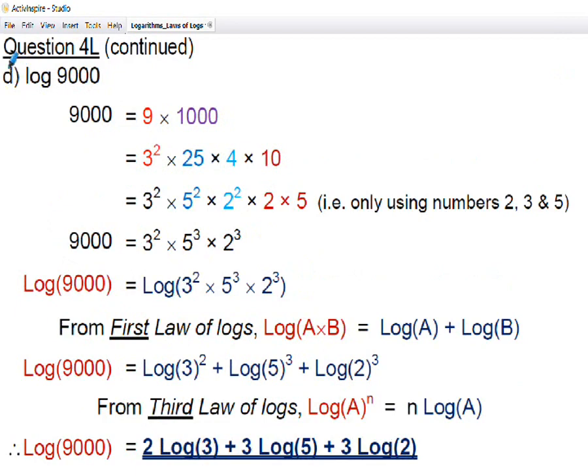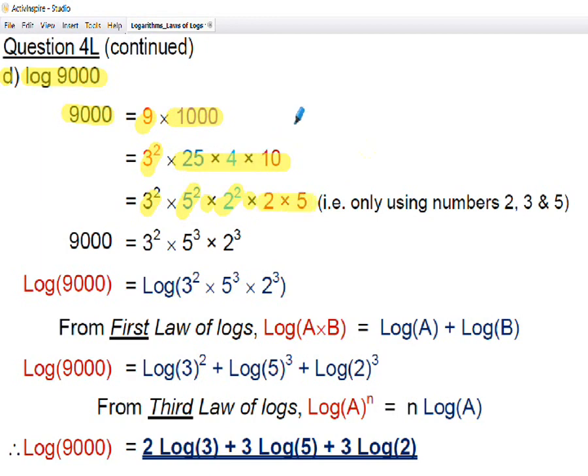Question 4L continued, part D here. I'm given a log of 9,000. So how can I write 9,000 in terms of my 2, 3 and 5 bases? Well, I'm going to start by writing 9,000 is 9 times 1,000. The 9 can be 3 squared and the 1,000 could be 25 times 4 times 10. So 3 squared times 5 squared is the 25, times 2 squared is the 4, times 2 times 5 is the 10.